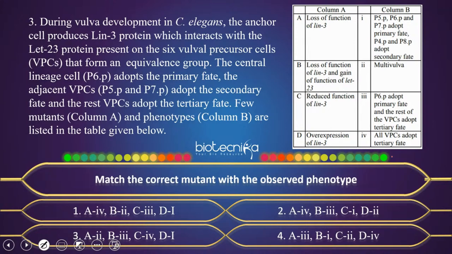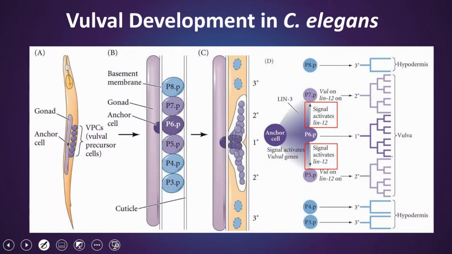All right. So let me explain the concept over here for people who are saying they will prefer to skip. Now see here, this is the vulva development in C. elegans. Once I explain, you can just try answering once more. Where you have this entire worm structure, and this part is the gonad part. Okay. Now here you have a few cells which are VPCs, vulval precursor cells. That means they are the cells which will form the vulva. Okay. A very important cell in this signaling is the anchor cell.